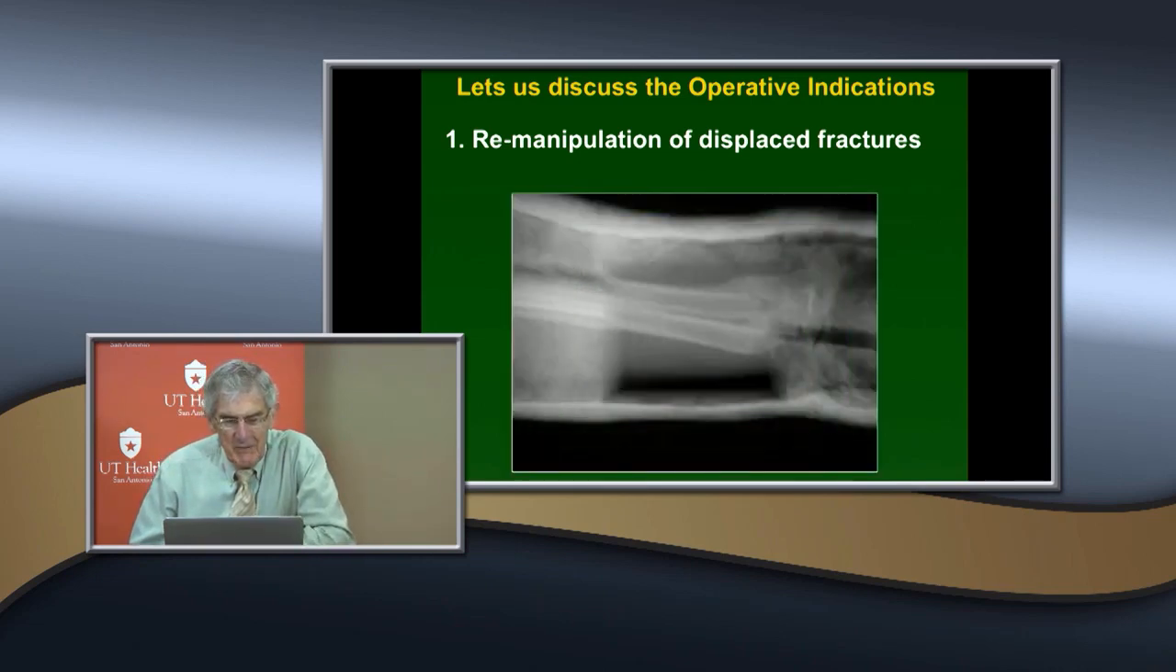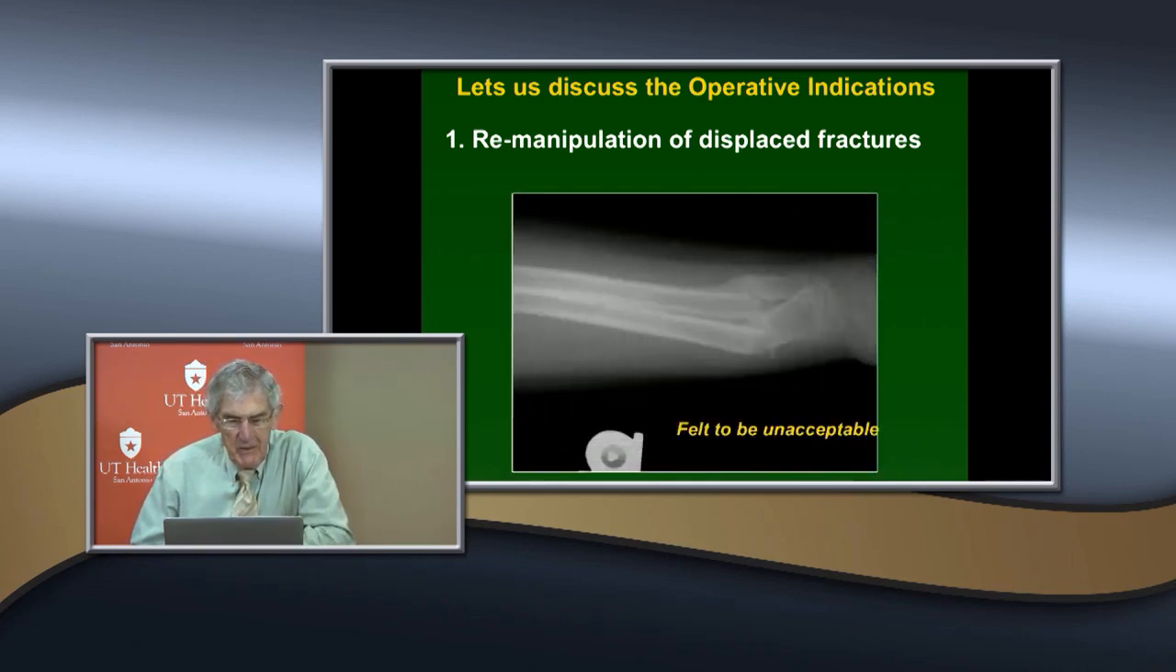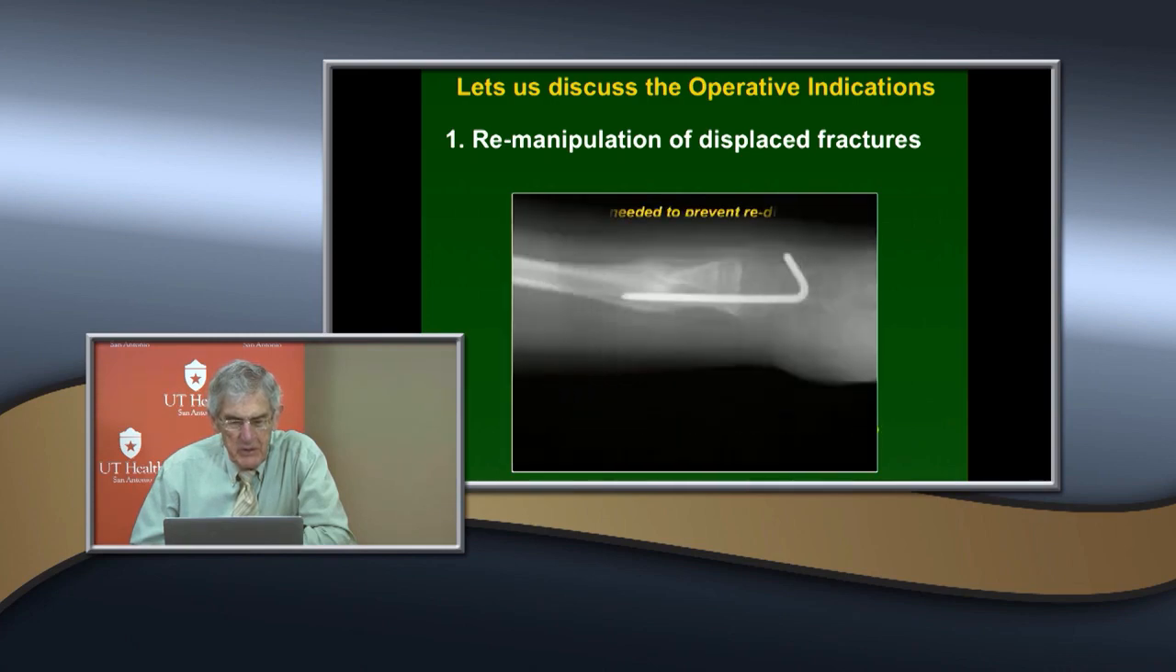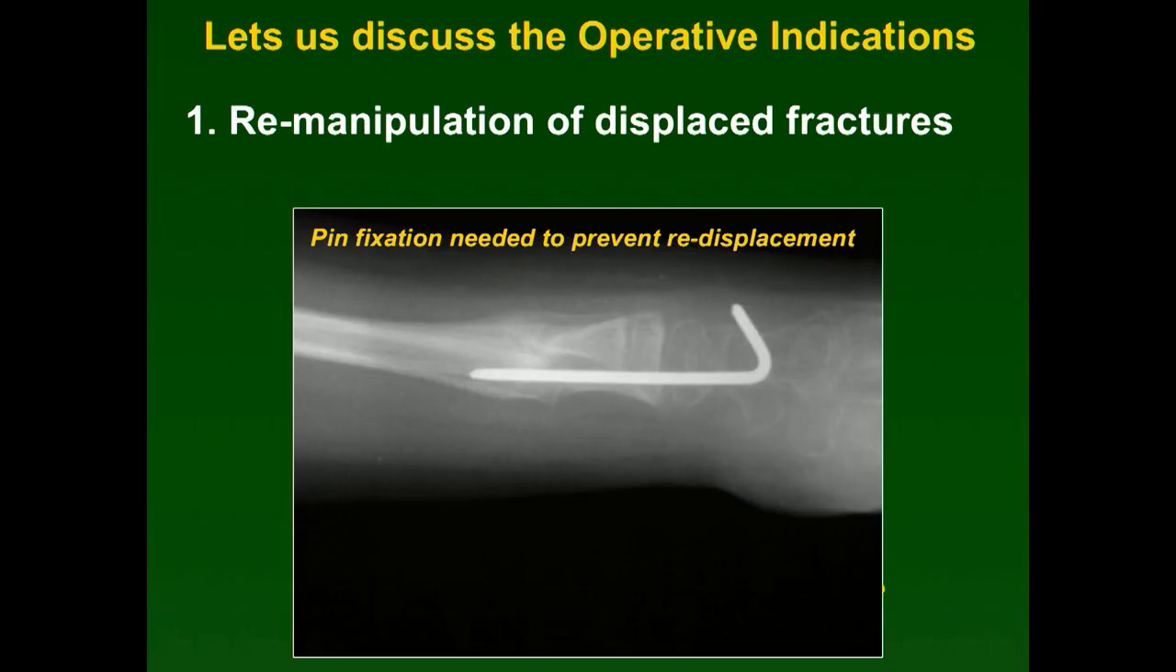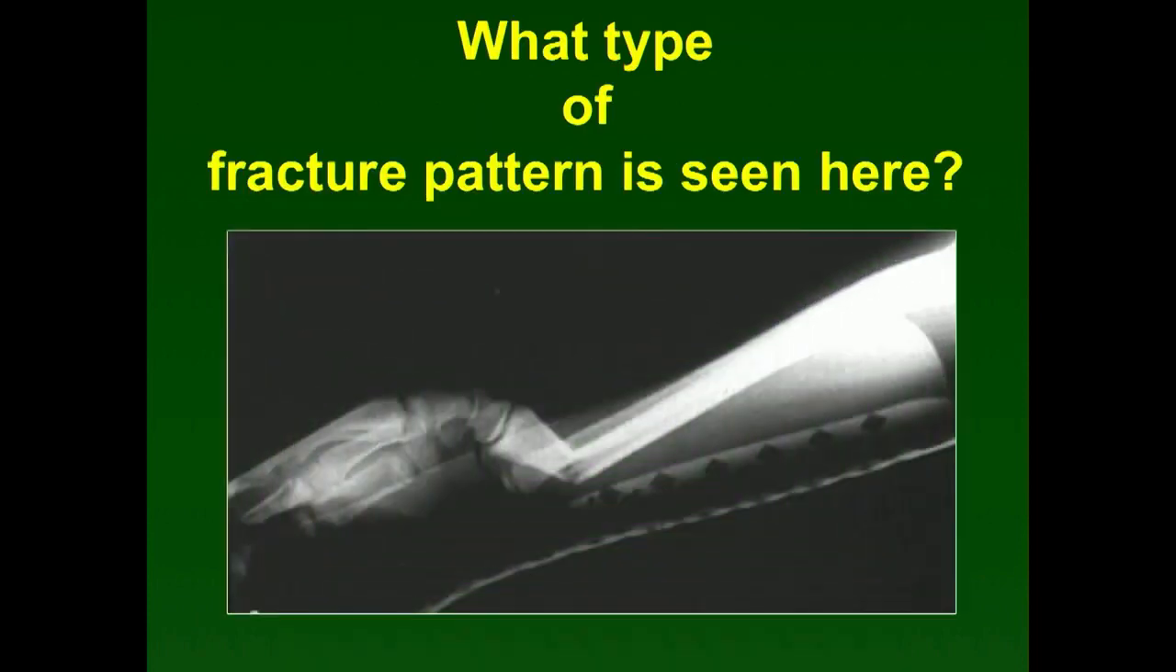So the operative indications, because you like to operate, right? Okay. This one was a late reduction, and certainly if it's a late reduction, you better pin it. Because I've done reductions because it seemed acceptable, and then when they come back in a week, it's right back where it was. And so it's kind of hard to tell them that we've got to redo it again. So the simplest thing is, this is one that you probably just put a percutaneous pin in. Now, what do we see here?